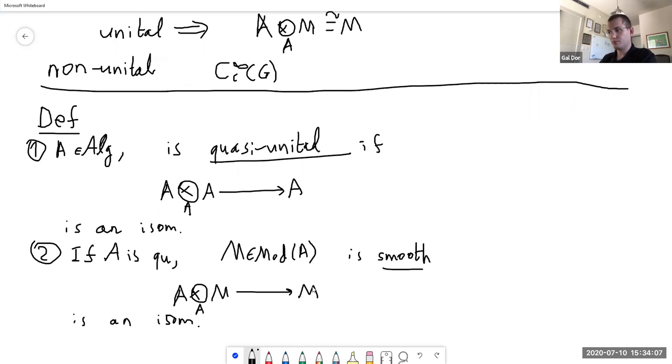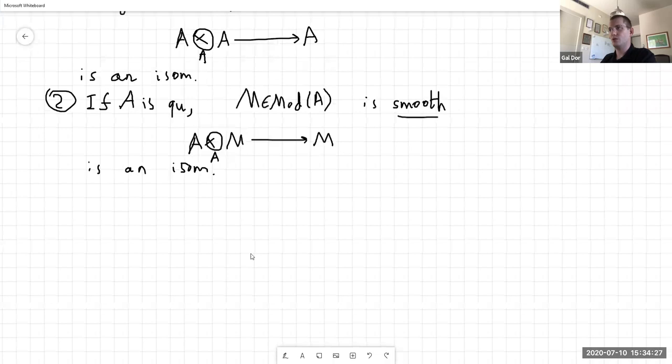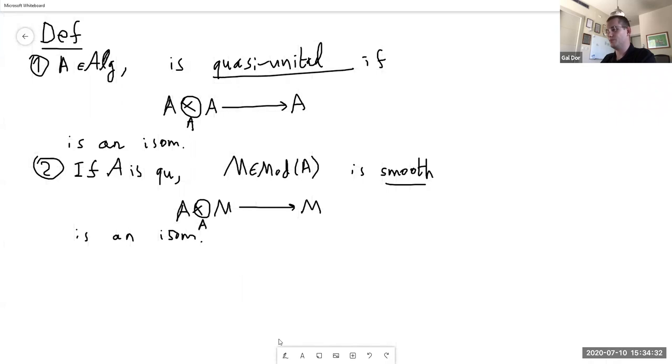So notice this is a completely algebraic definition. I said nothing about topologies, nothing at all. So let me give a few examples of things that satisfy these properties, of smooth algebras and smooth modules. Let me leave it here. Can you still see it? Okay. So let me give some examples.